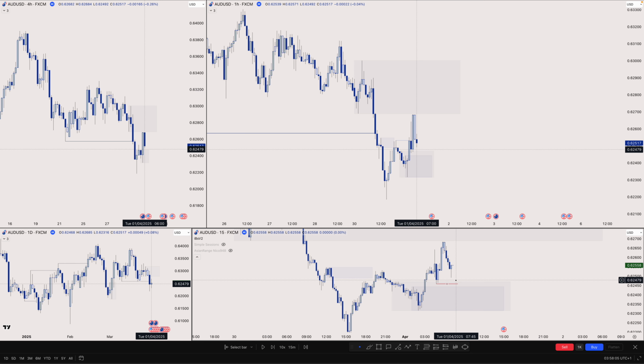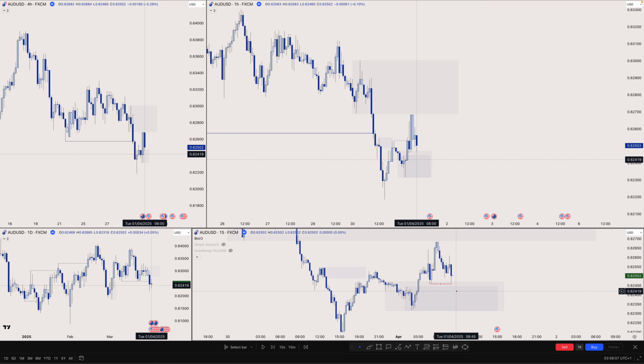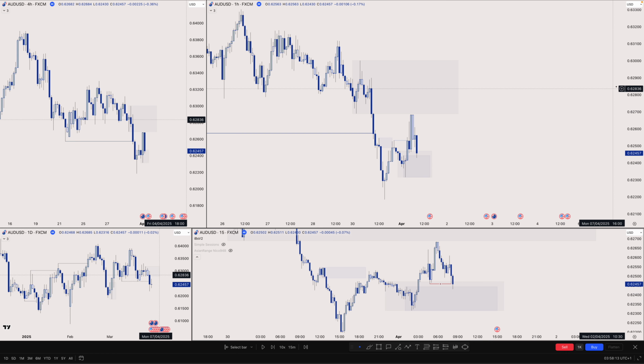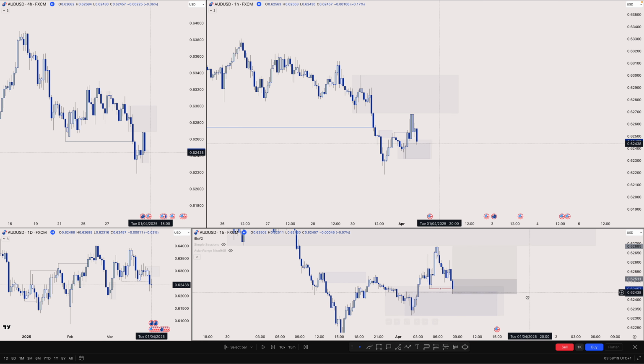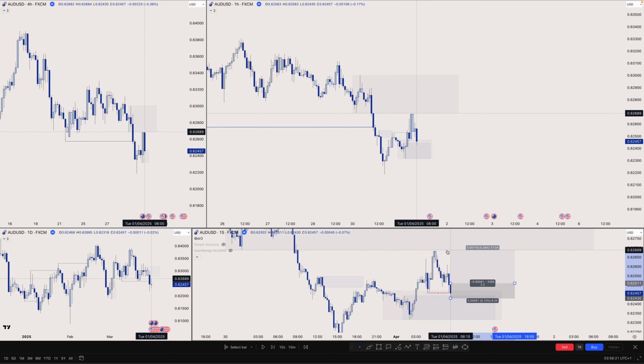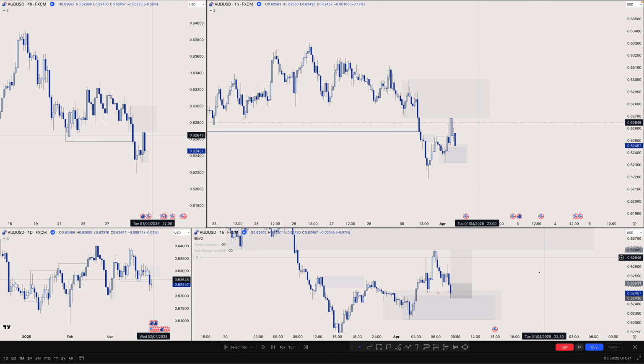So we just pulled back, we just mitigated the POI, we swept this liquidity. Now we are in the POI. Now I'm just trying to capture that higher low formation up to the supply. So that was the entry candle, up to the supply, create extreme 2.15, 2.2, right?